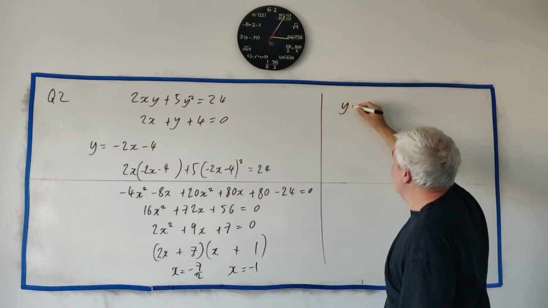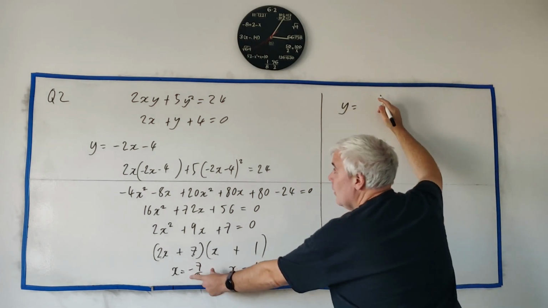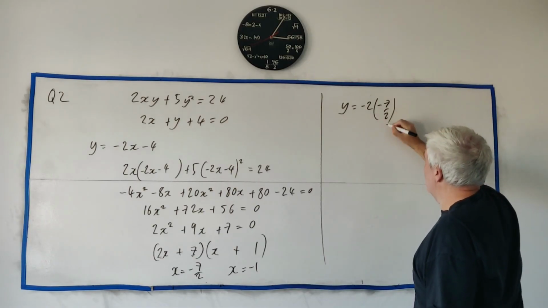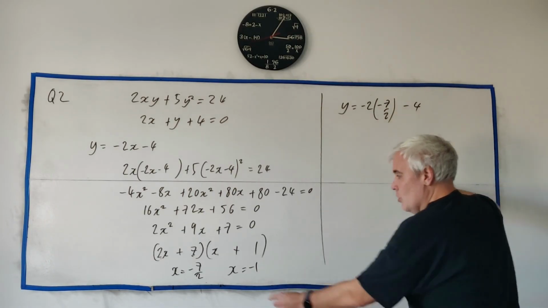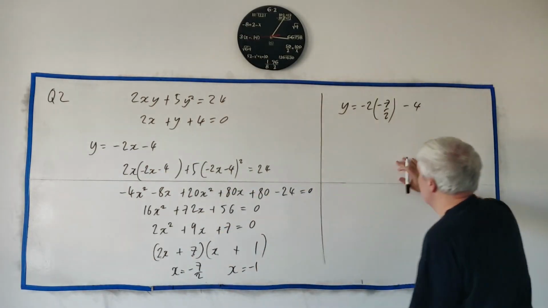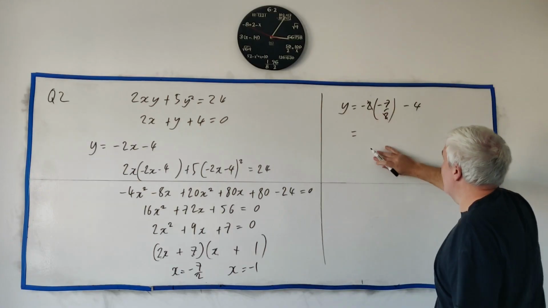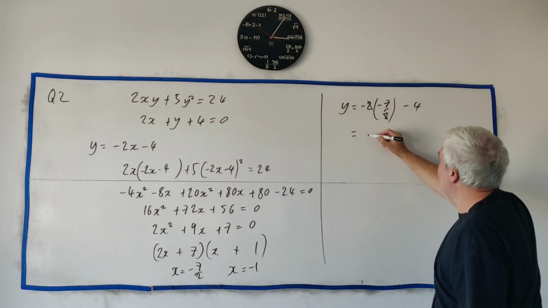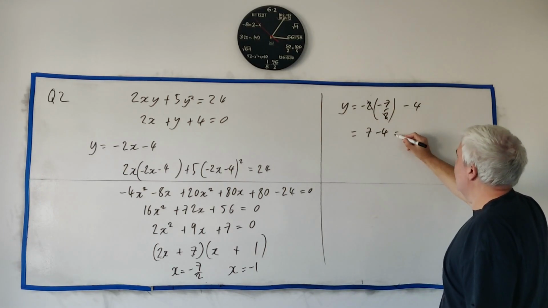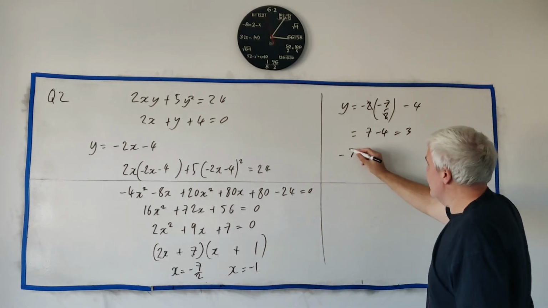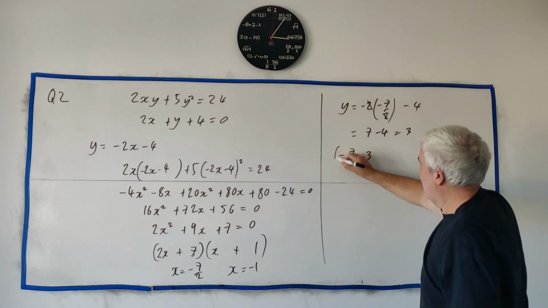So we'll say y is equal to minus 2 by minus 7 over 2 minus 4. We're just putting this number into this equation and cleaning it up. Let's see, the 2's cancel, the minuses make a plus. We're left with 7 minus 4 equals 3. The first coordinate we found is minus 7 over 2 and 3.